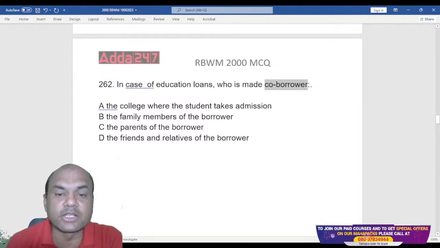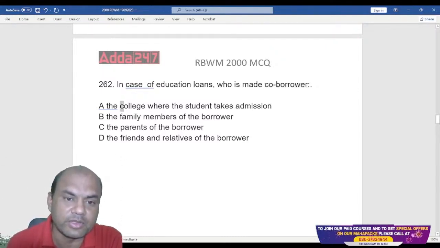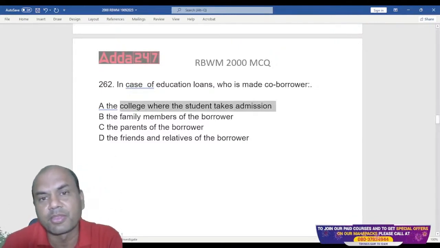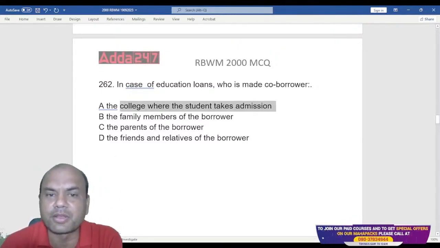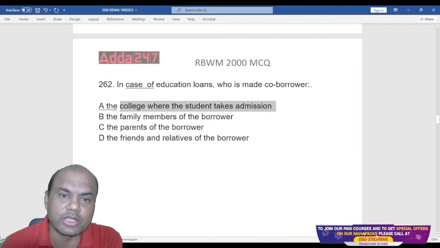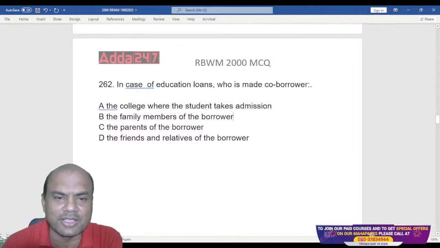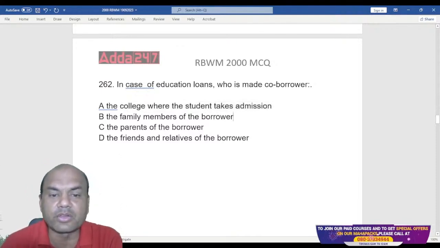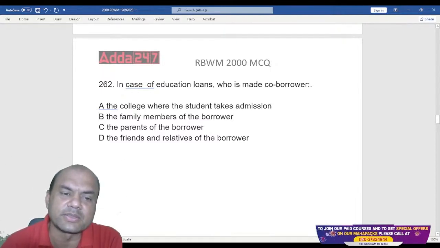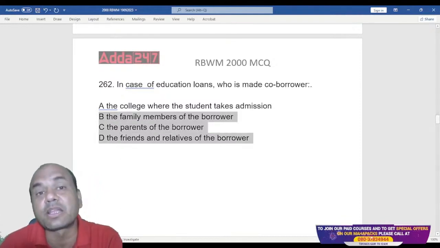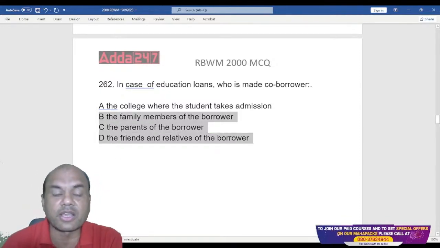The college where the student takes the admission? My God. This college will go bankrupt. There are, let's say, 1000 students in any college. Suppose the college becomes the co-borrower to these students. College will go bankrupt, right? So that is out. Family members of the borrower, the parents of the borrower, friends and relatives of the borrower, near and dear ones. See this, B, C and D, all of them are similar answers. But what is the correct answer then?